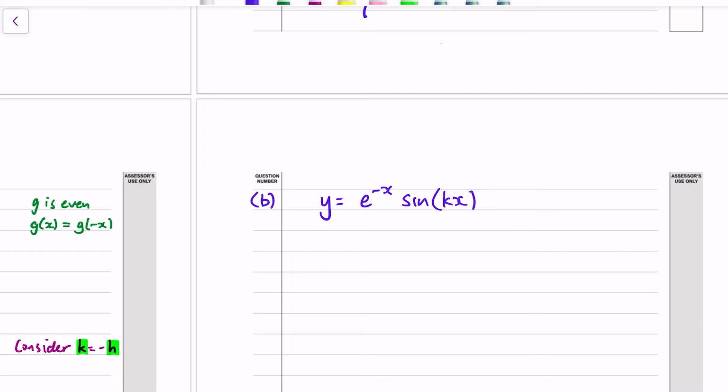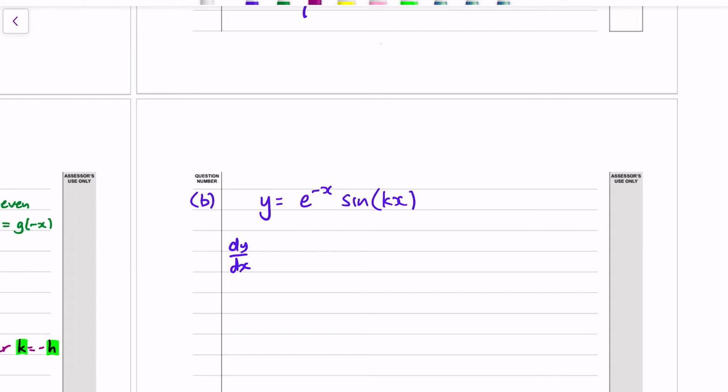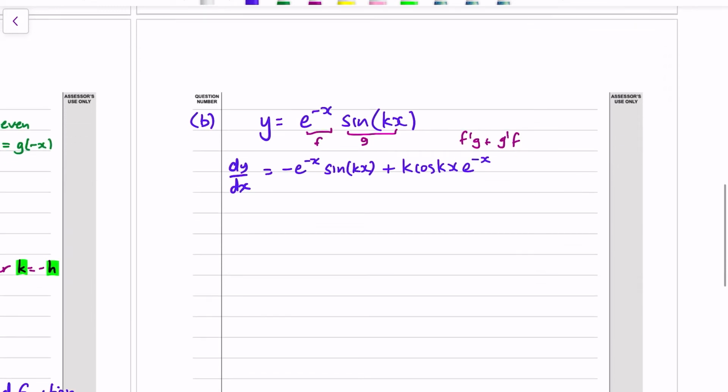Okay, let's differentiate. Once, we need the product rule. So we've got f, and we've got g, and we want f dash g plus g dash f. So f dash is negative e to the minus x times g, and then g dash is sine of kx, so it differentiates to cosine of kx times k multiplied by the first function. Okay, so that's the first derivative.